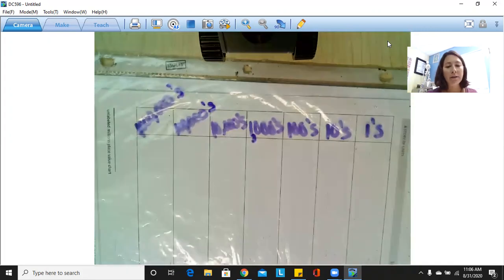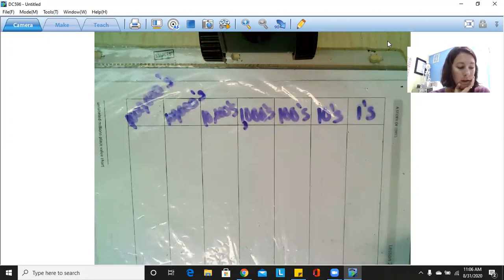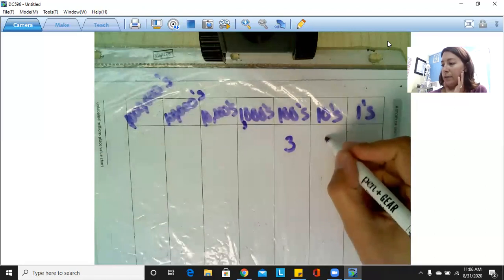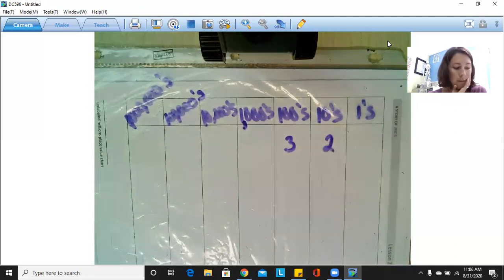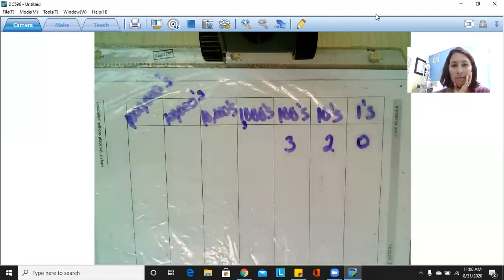I'm going to give you a practice problem that I would like for you to try to solve on your personal whiteboard. Okay, your problem is take 3 hundreds and 2 tens and multiply that by 10. 3 hundreds and 2 tens and multiply that by 10.